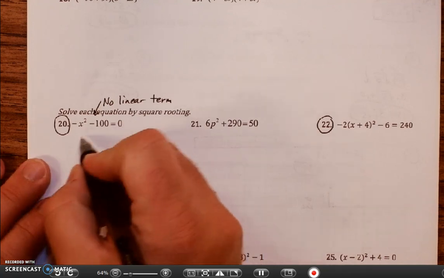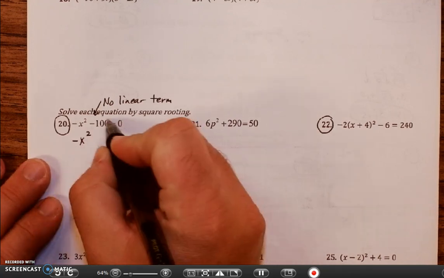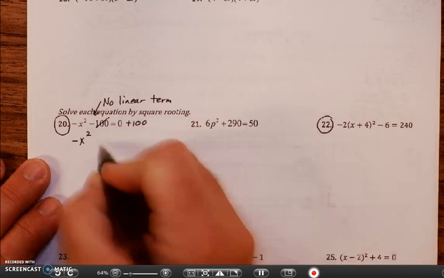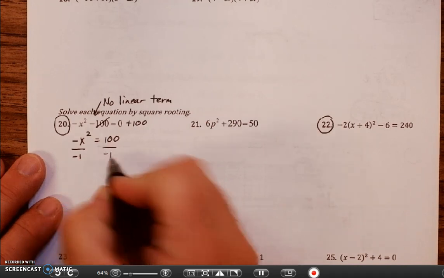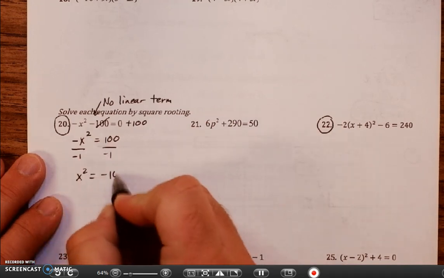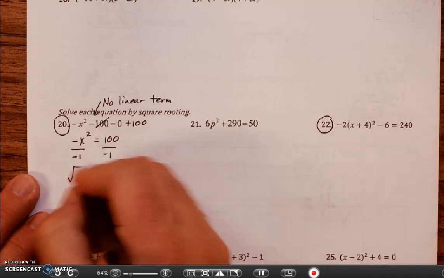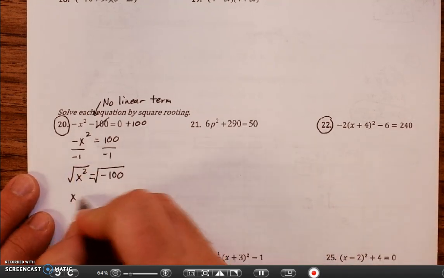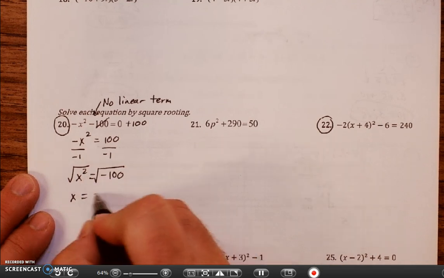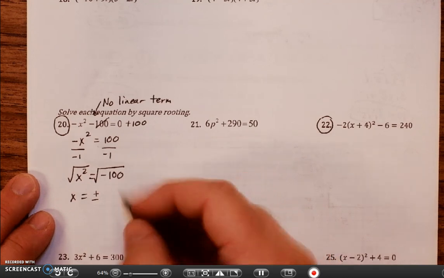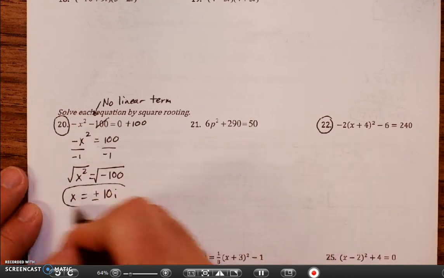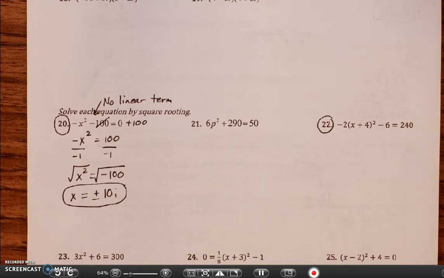So, I am going to add the 100 to the other side, divide by the coefficient negative 1, and then take a square root. And just remember, when you do this in a solving situation, there are two answers, positive and negative, and the square root of negative 100 would be 10i. And those are the two solutions. And we did not have to factor anything because there was no linear term.